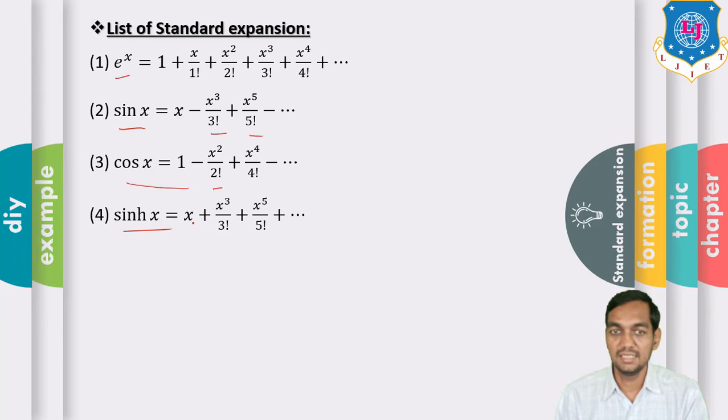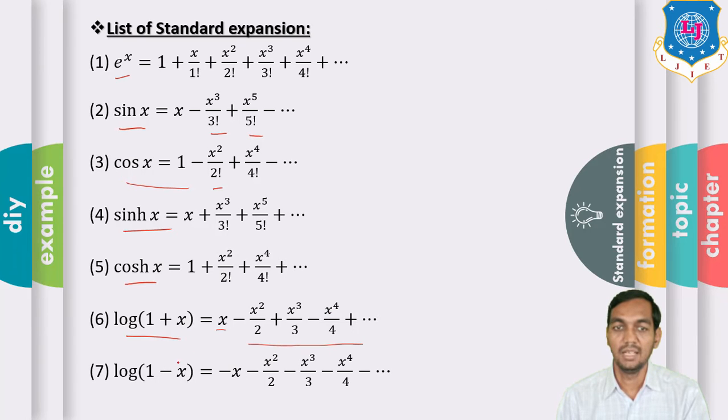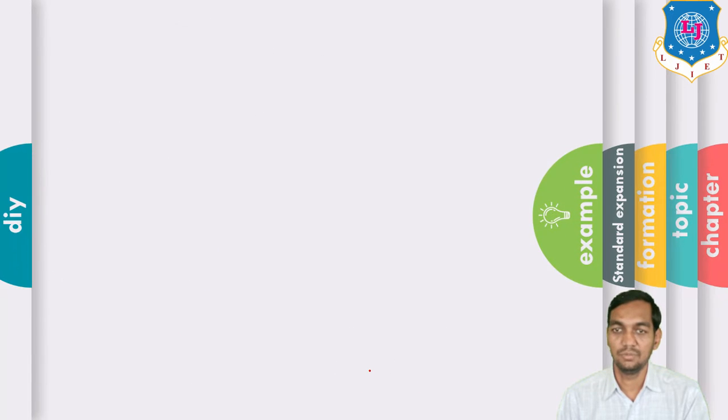So sine hyperbolic x is x plus x cube by 3 factorial plus x raised to 5 by 5 factorial plus x raised to 7 by 7 factorial and so on. And cos hyperbolic x is 1 plus x square by 2 factorial plus x raised to 4 by 4 factorial and so on. Same with the log of 1 plus x as a series: x minus x square by 2 plus x cube by 3 minus x raised to 4 by 4 and so on. And log of 1 minus x as a series is minus x minus x square by 2 minus x cube by 3 minus x raised to 4 by 4 and so on. Okay.